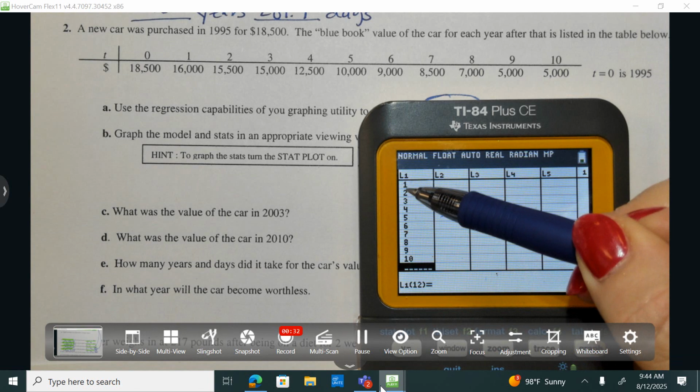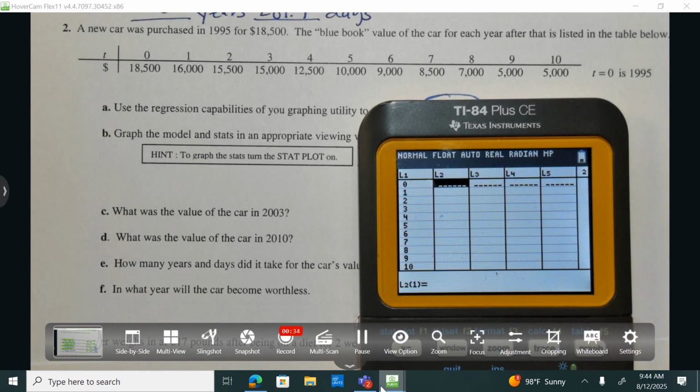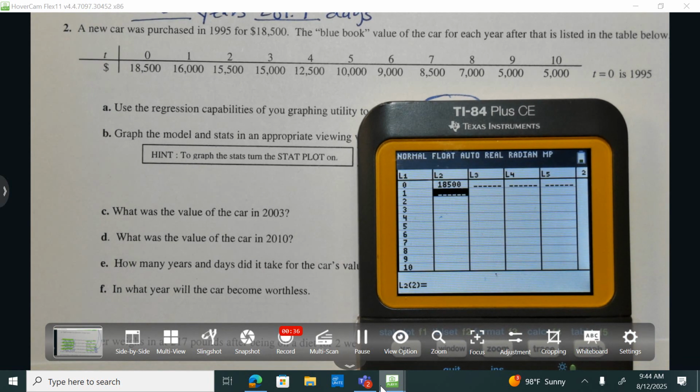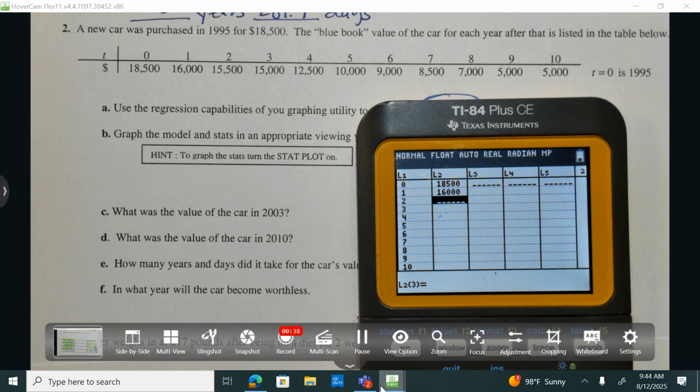And I'm definitely going to take time slowly to check. And then I'm going to type in the output values. We do not put in commas when we type in the output values.